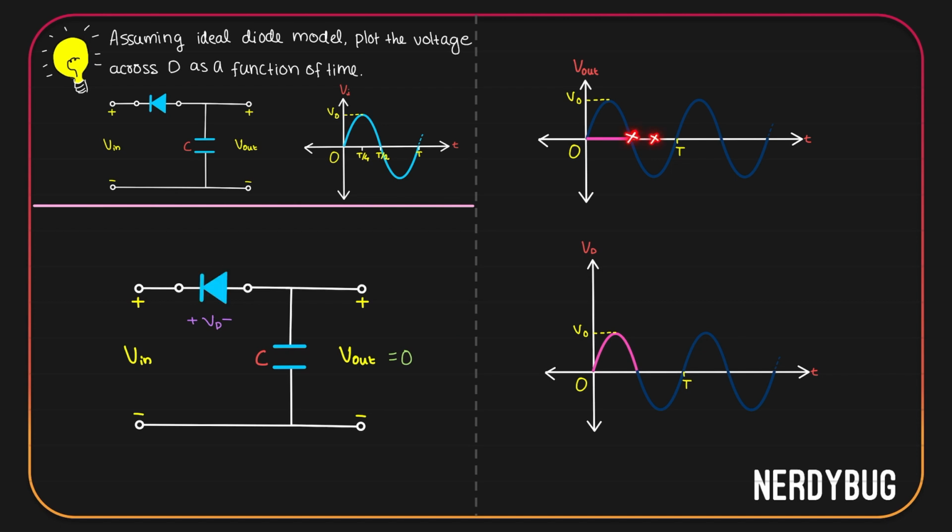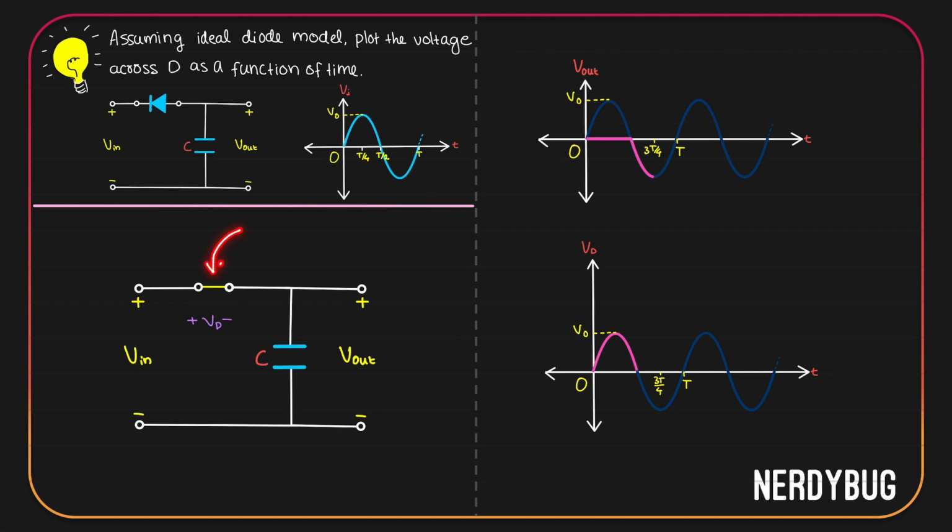From T by 2 to 3T by 4, input voltage goes from 0 to minus V naught. It is negative. So the diode will get negative potential here and positive potential here. It will be forward biased. We can model it as a closed circuit. During this time, the entire input will be dropped across the capacitor. So V output will be equal to V input. Let's show it on the graph.